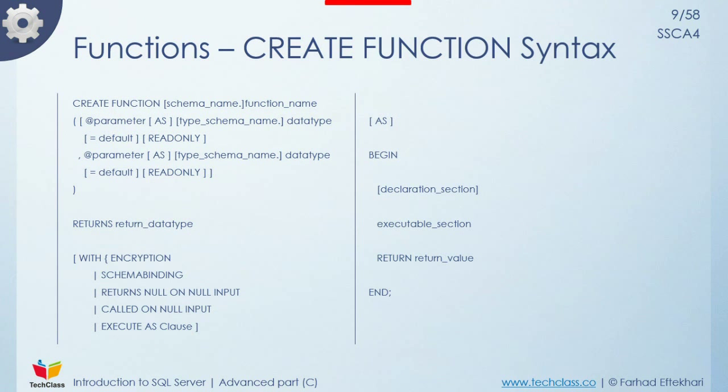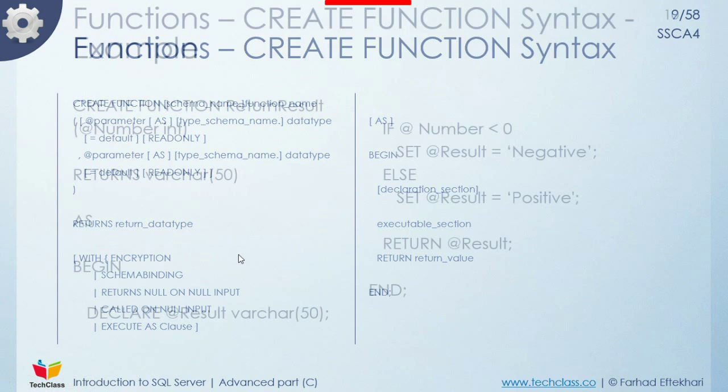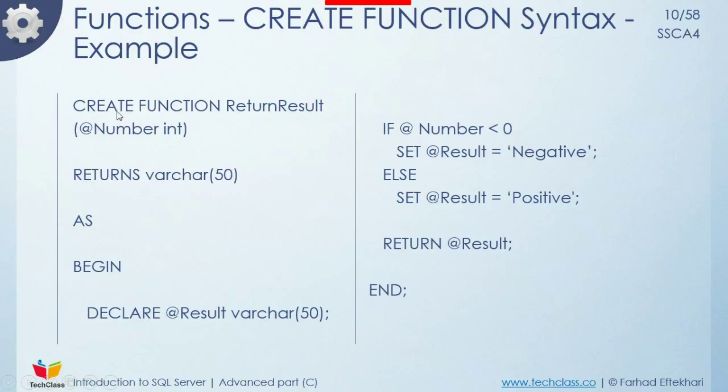And here is this create function syntax. As you can see here, it looks a little bit complicated, but if you get familiar with it and use it, then it's going to be a piece of cake for you. And let's see a sample. In this example, you can see we have this create function keyword to create an object as a function, and here is the name of that function, return result, and here is the parameter that we have to pass to this function, and here is the return type of the function we selected as varchar 50, and then here are some other keywords that we have to use.